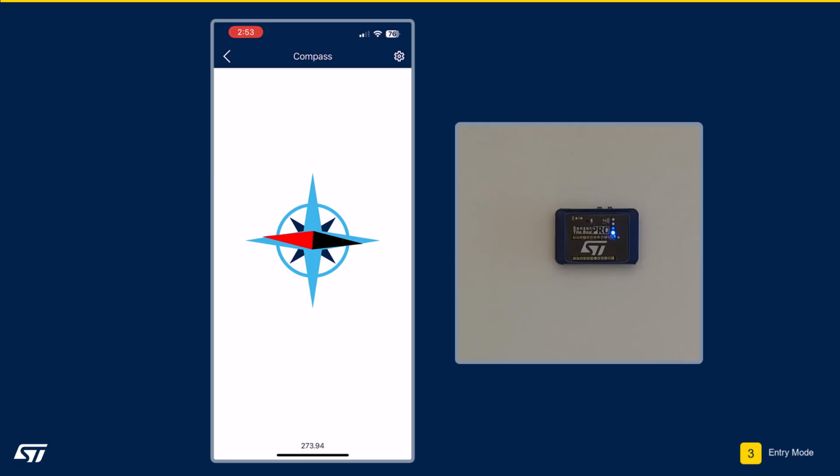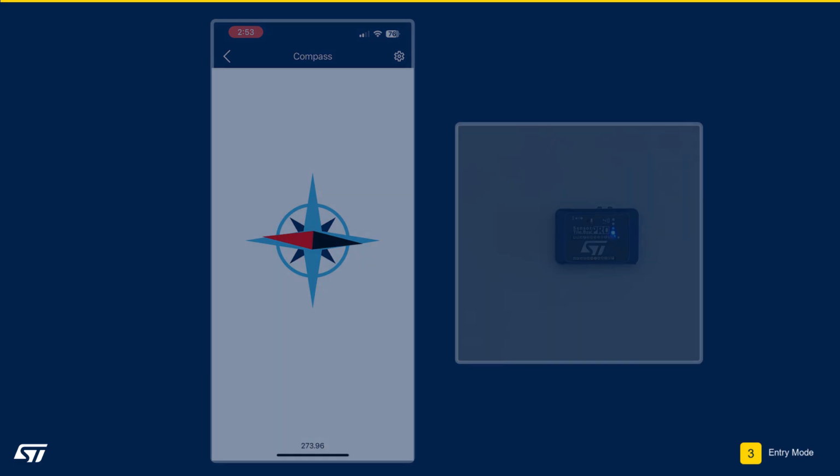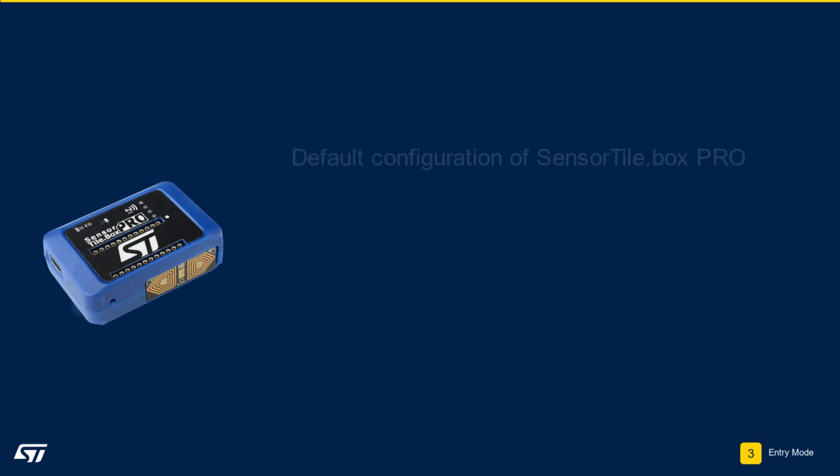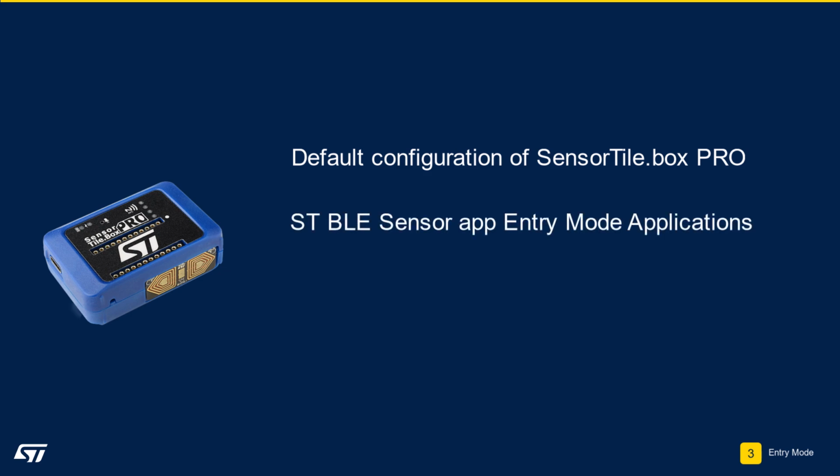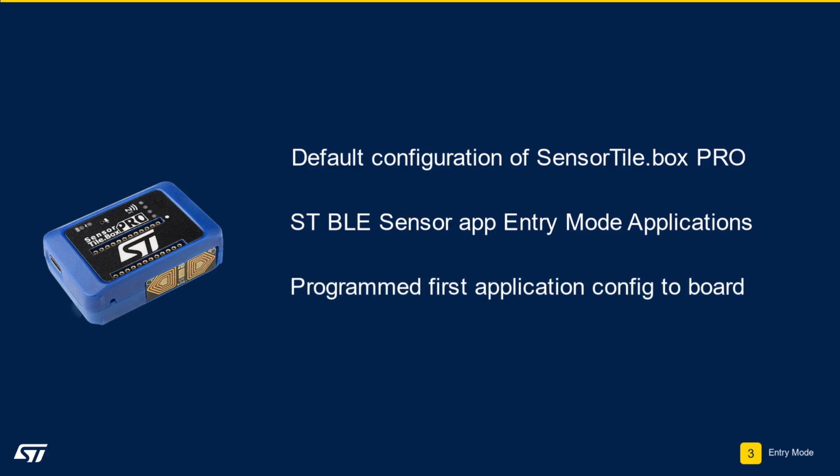In the next module, we will cover Expert Mode, where we will see how to create custom application configurations. In this module, we saw the default configuration of the sensor tile, explored some of the entry mode applications available for use, and programmed our first application configuration to the board. This concludes Module 3.